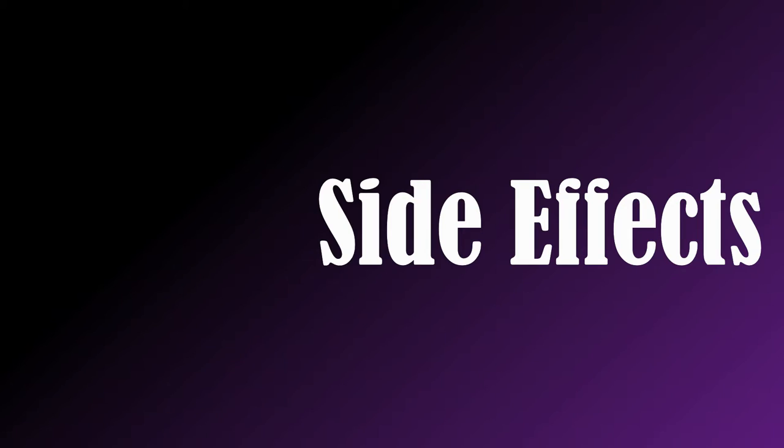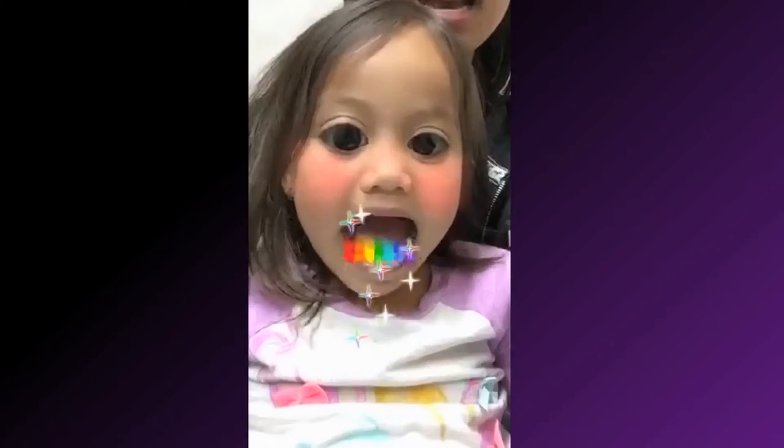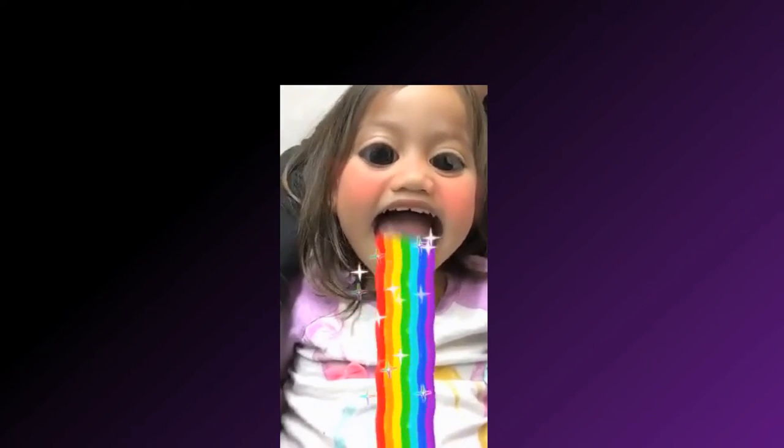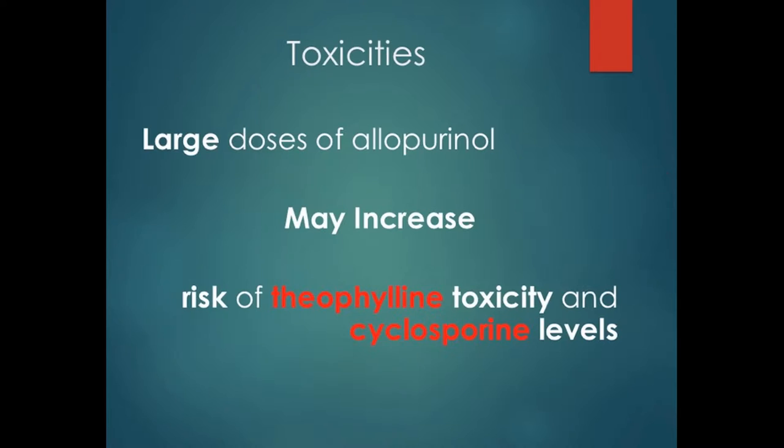The side effects of this drug include drowsiness, diarrhea, nausea, vomiting, and skin rash. Taking this drug with ampicillin or amoxicillin may increase the risk of skin rash. Concurrent use of this drug with warfarin may increase the effects of these drugs. Large doses of allopurinol may increase the risk of theophylline toxicity and cyclosporine levels.